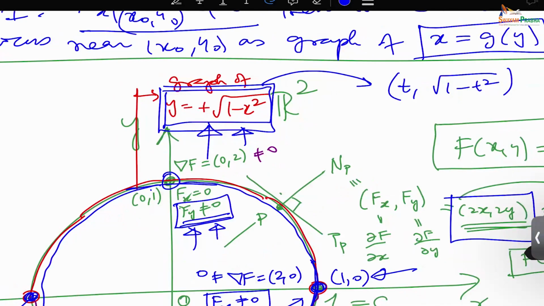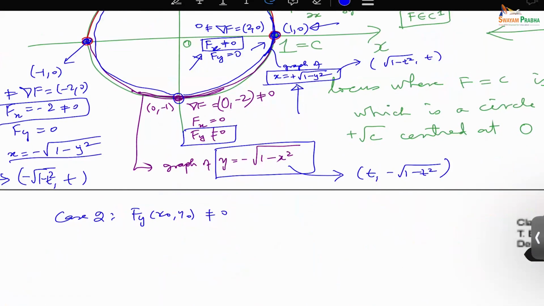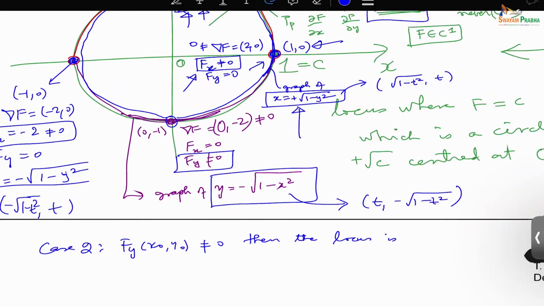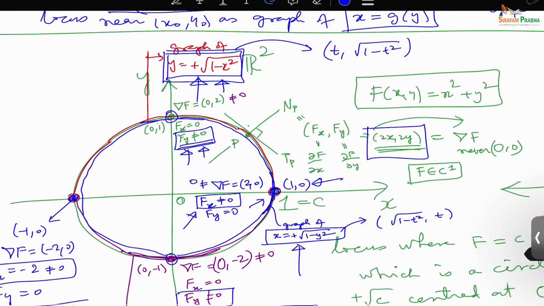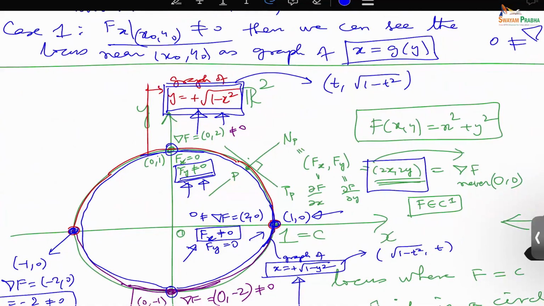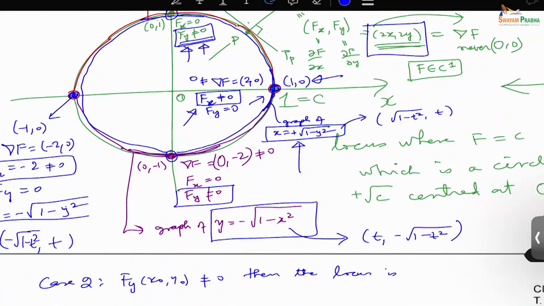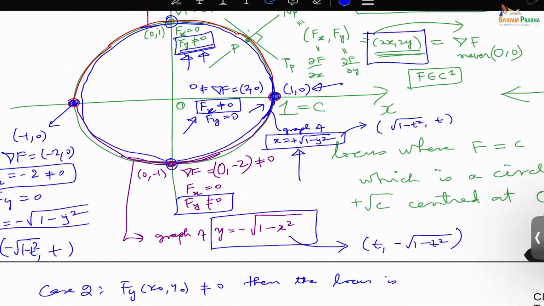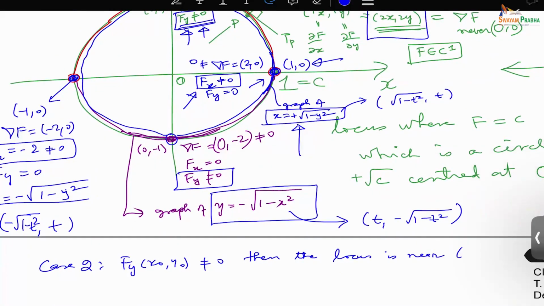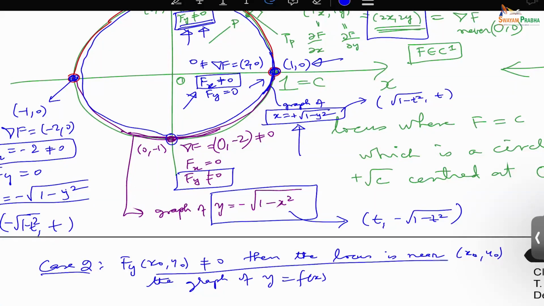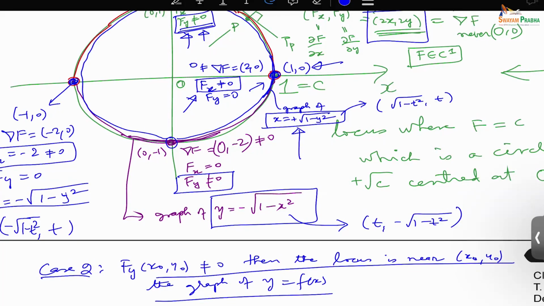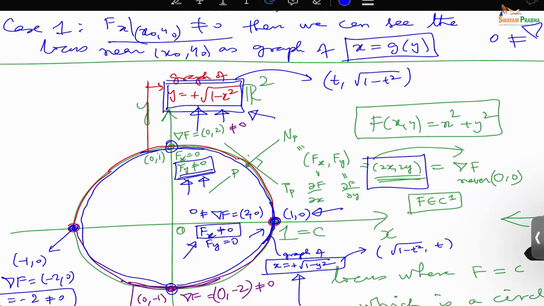Then what is the locus? The locus is given by f equal to constant, the level curves. Then the locus near x naught comma y naught is the graph of y is equal to f of x. So that is the second case. And that's exactly what is happening here, right?